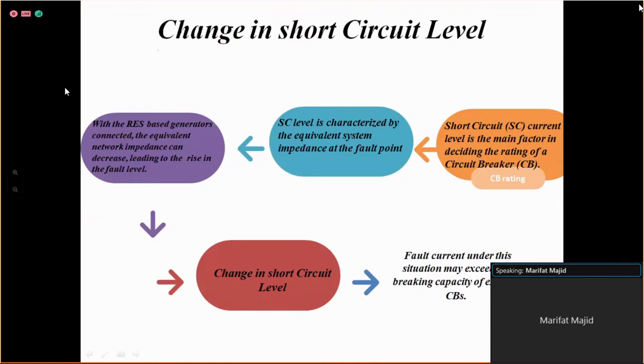If I talk about the change in short circuit level, we see that when we rate the circuit breakers, we rate it according to the short circuit current levels. And this short circuit current level is characterized by the equivalent system impedance at the fault point. So what happens with the renewable energy systems in the system, the equivalent network impedance can decrease. As it decreases, it can lead to a further rise in the fault level. So when the fault level increases, it may be possible that the fault current exceeds the breaking capacity of the existing circuit breakers.